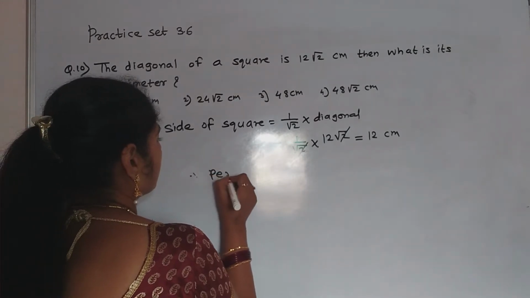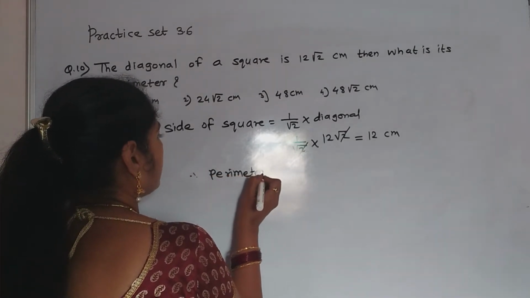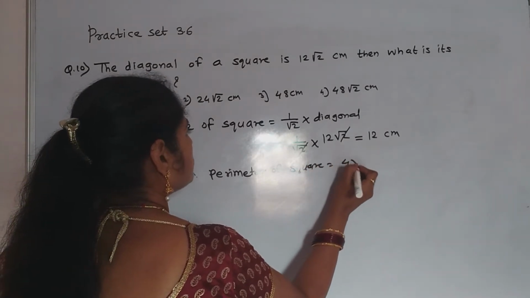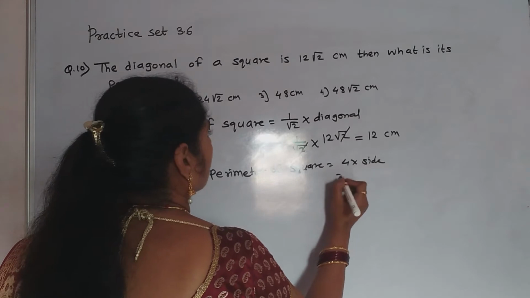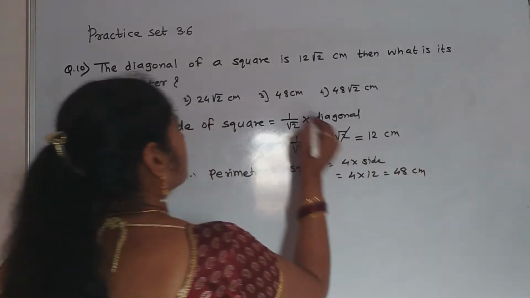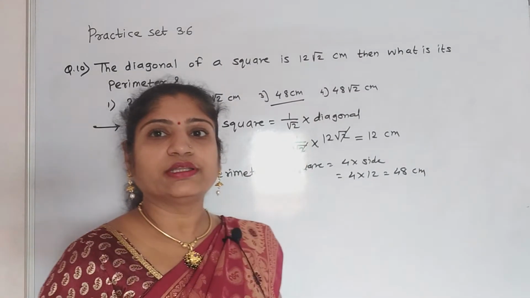So perimeter of square equal to 4 into side. 4 into 12, 48 centimeter. So our answer is option number 3.